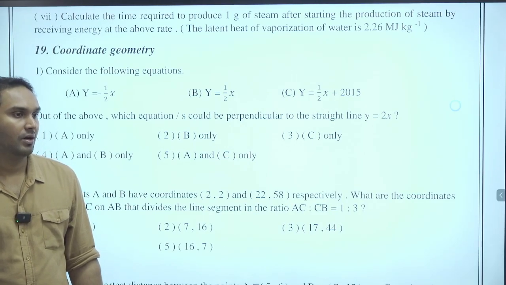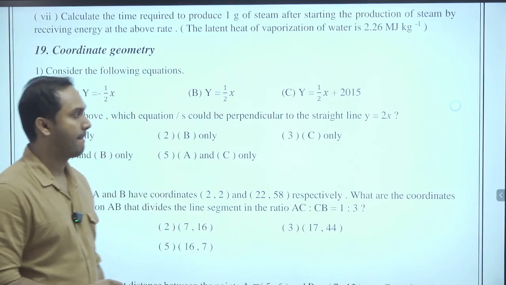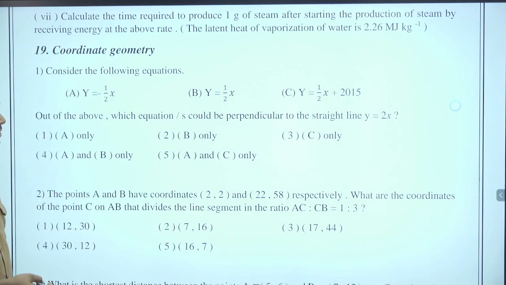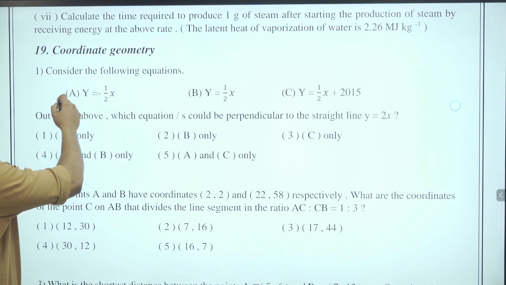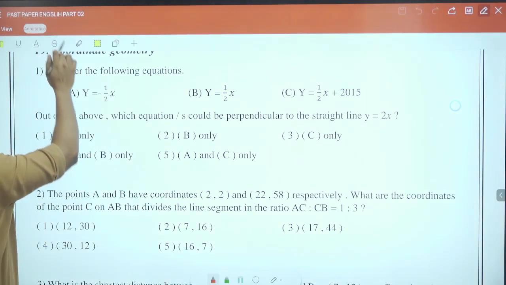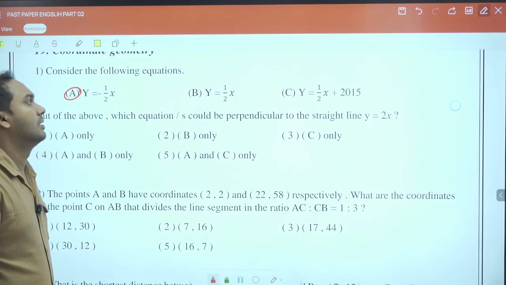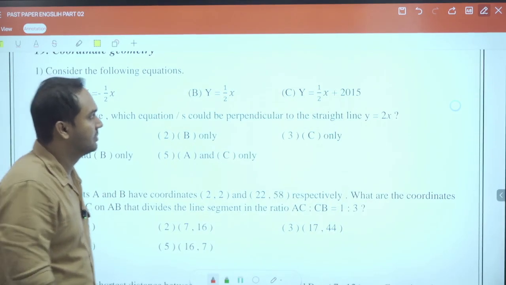It will be minus 1 over 2. Yes, minus 1 over 2. Is there any equation given with minus 1 over 2? Yeah, A is fine. This is correct. What about B? It's not. And C is not either, right?